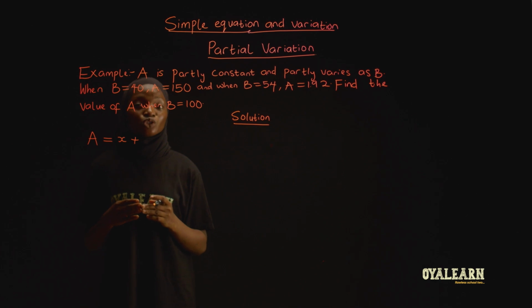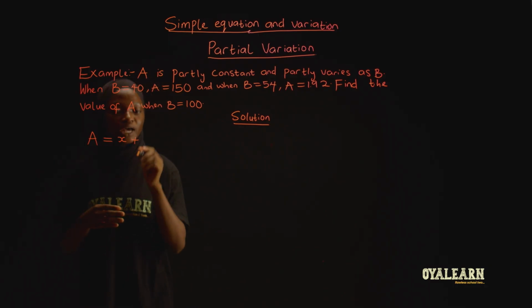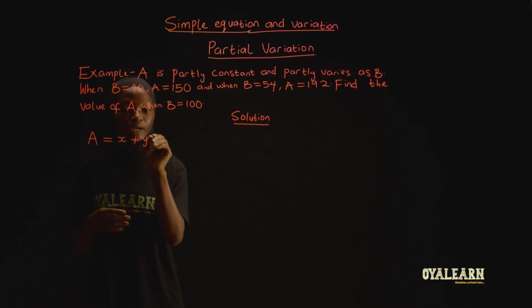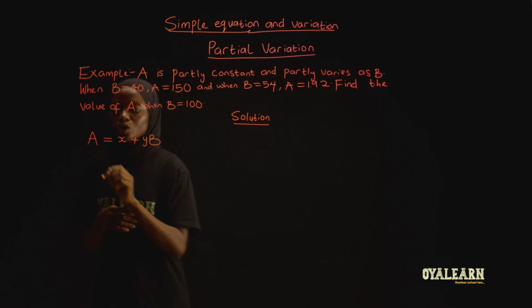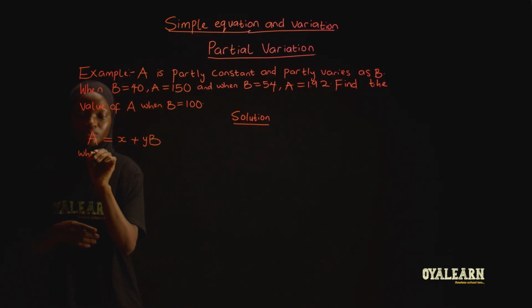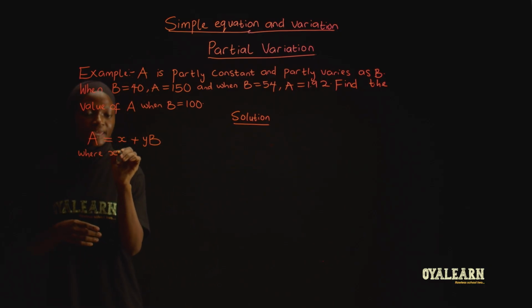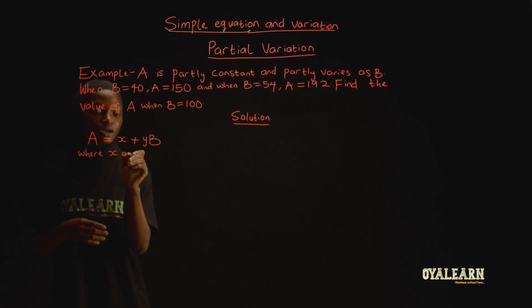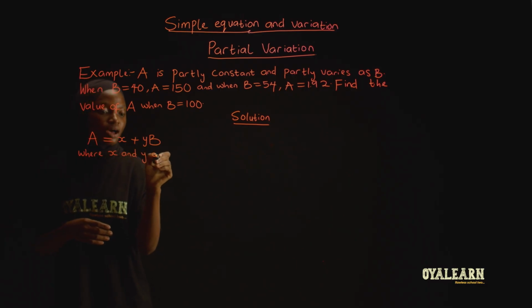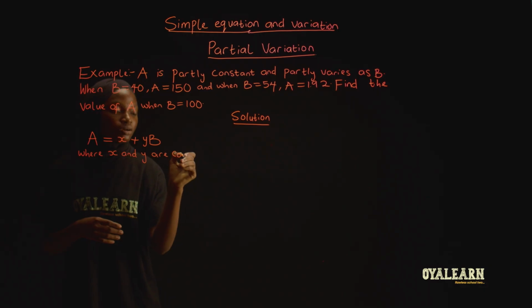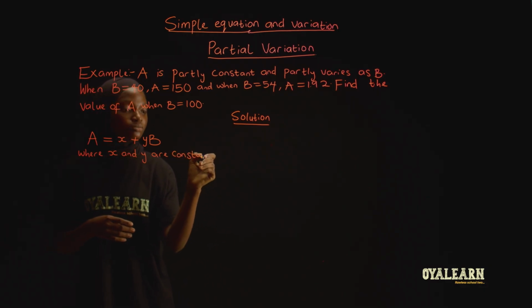But B also needs to have a constant of variation. So let's say the constant of variation associated with B is Y. So we have plus Y, then B, where X and Y are constants.